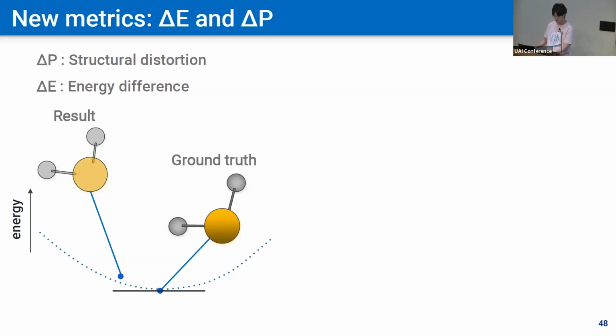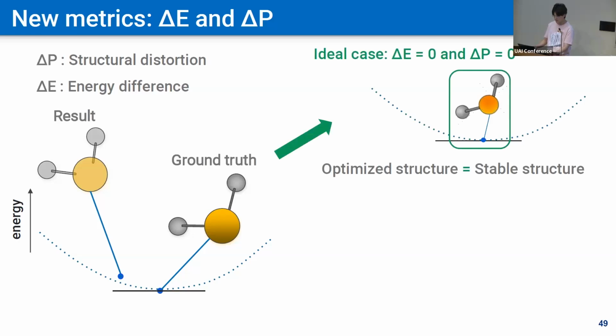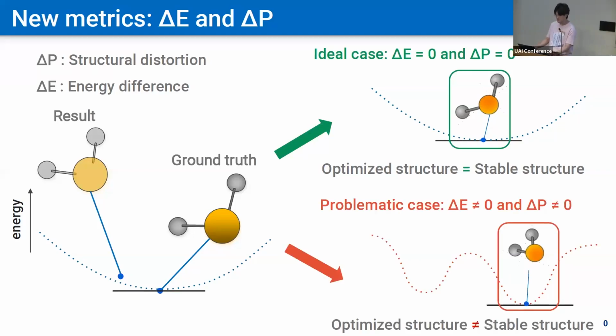In an ideal case, the model perfectly learns the ground truth energy surface, and the metrics will become 0. But in a problematic case, the model fails to learn a reliable energy surface, and the resulting molecule will have huge discrepancies to the ground truth molecule, and the metrics will become larger.